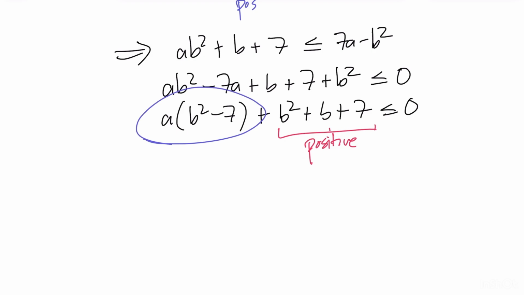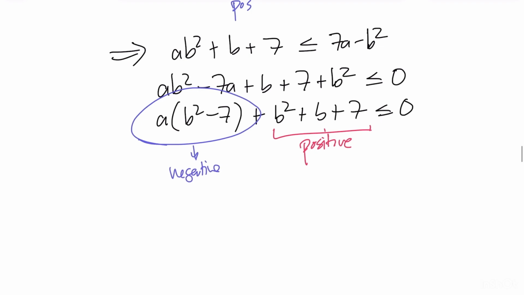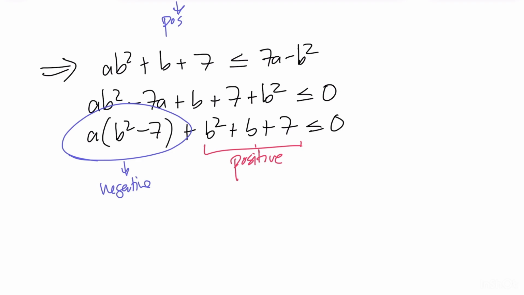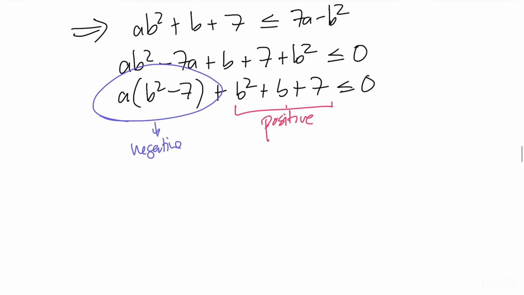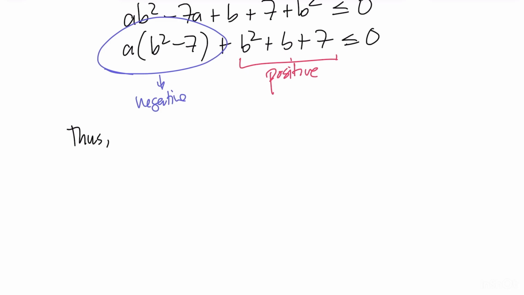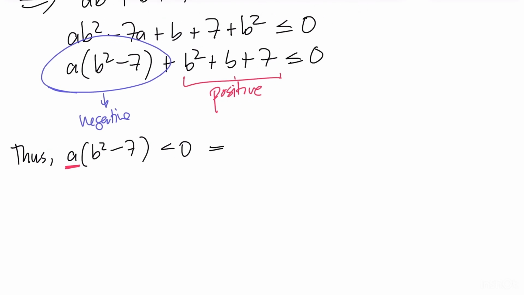And this a times the quantity b squared minus 7, well, this must be negative in order for this whole inequality to hold. Because if it's positive once again, like in case number 1, this left hand side would always be positive and there will be a contradiction. Thus a times the quantity b squared minus 7 must be negative. However, we know that a here is a positive integer.